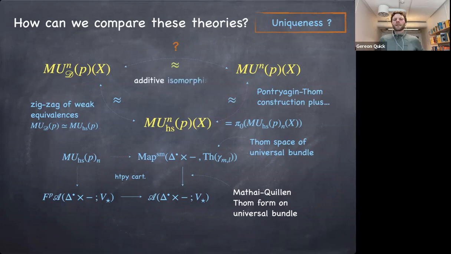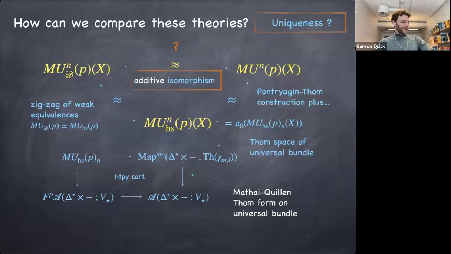And then what we get is an additive isomorphism. And so, additive, I would assume that the isomorphism is also multiplicative, but the method that we use only shows that it's additive for the moment. But I would assume it's actually multiplicative.